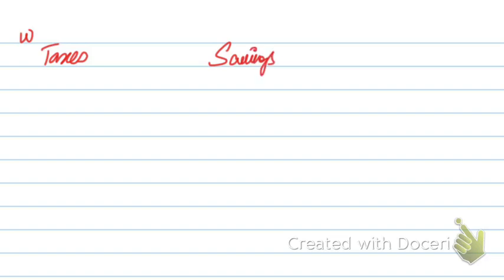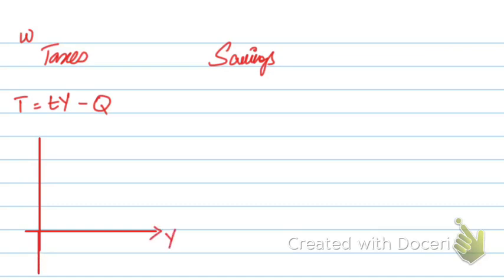So let's first talk about taxes. When we were discussing disposable income, we talked about how taxes equals TY, that's the tax revenue, minus the transfer payments, right? So if I am to sketch the taxes function, with income on the x-axis and taxes on the y-axis, right? So when income levels are 0, T equals minus Q.